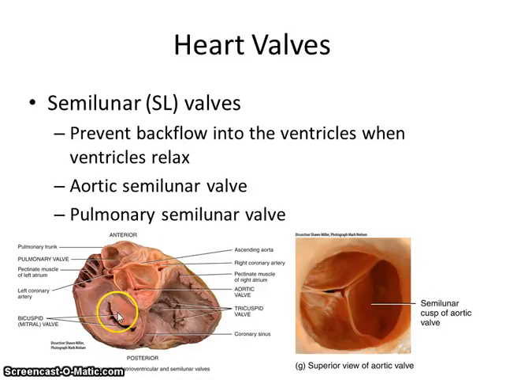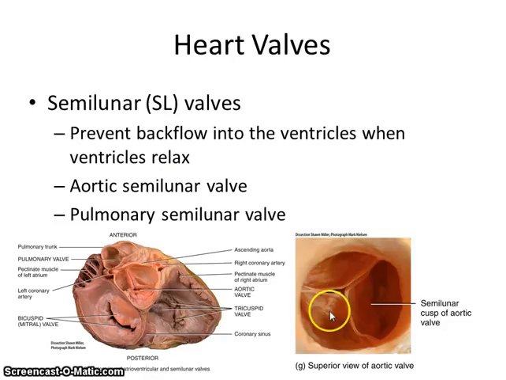versus a cuspid here. There's a semilunar. And they're named after the artery that they're between. So the aortic semilunar valve is on your left side between the left ventricle and the aorta. So those prevent blood from going back into the ventricles after it's been pushed into the vessel. And the pulmonary semilunar valve is between the pulmonary trunk and the right ventricle, going to the lungs.